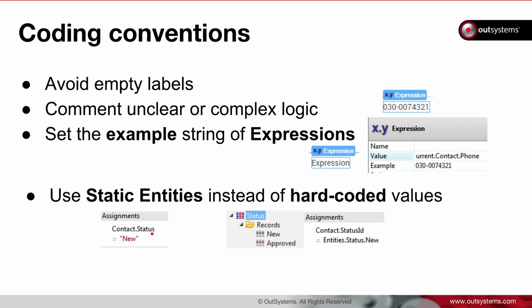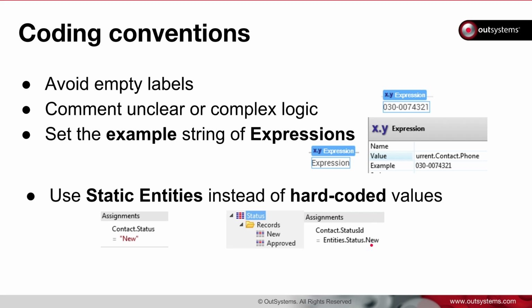Change status to be a reference to one of these records, and therefore it will be a status identifier. So you want to name this attribute status ID, so that it is a status identifier following the best practices of the platform. In this situation, you simply assign it one of the records by going over to Entities dot, and then the name of your static entity, in this case Status, and then dot, and the name of one of your records, in this case New.